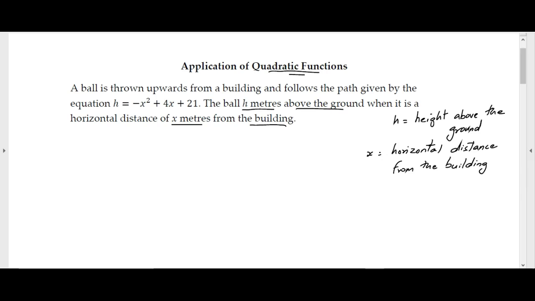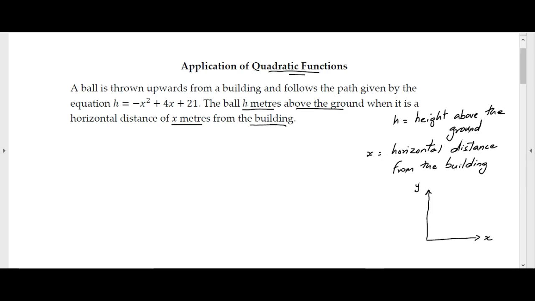Now let's think logically about these two variables. The height above the ground in most normal circumstances is going to be a positive value. And x, the horizontal distance from the building, again in most logical circumstances is going to be a positive number. So the first conclusion I take from the question is when I go about drawing a graph for this function, I'm only going to have the positive section of the x-axis and the y-axis because of the limitations for the variables.